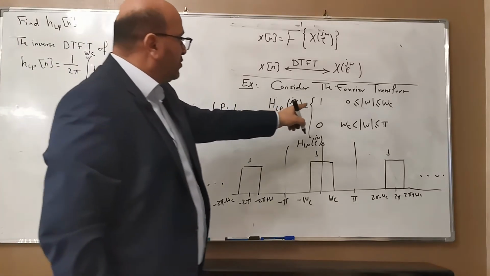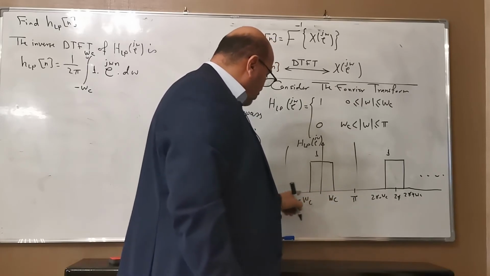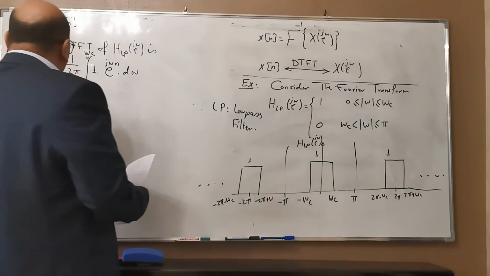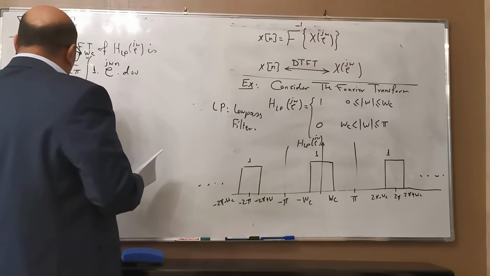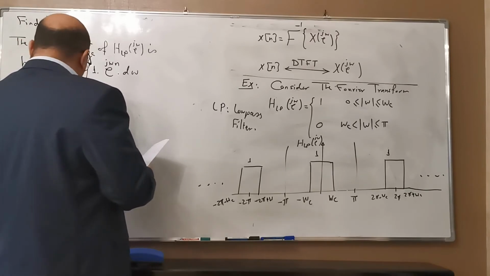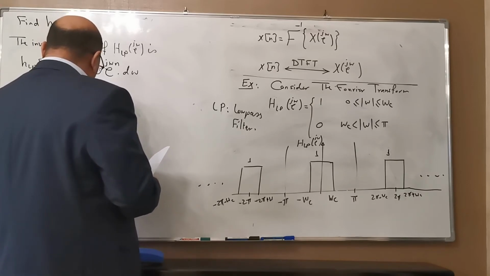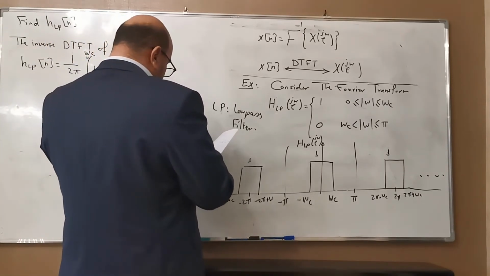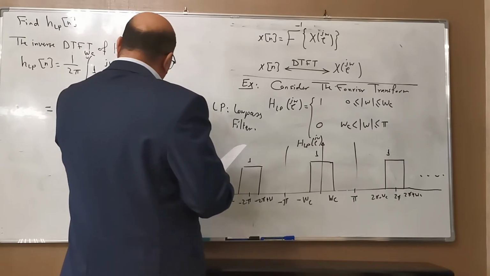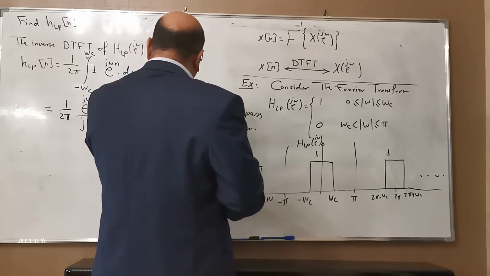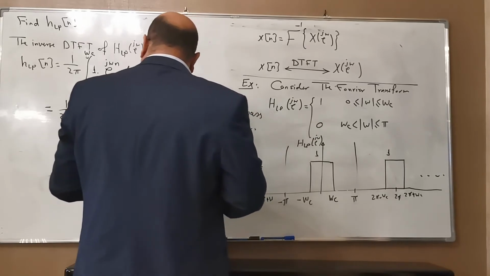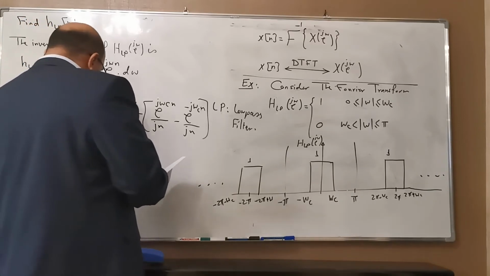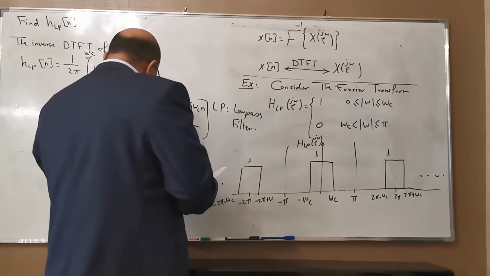So we just put the values. This is from minus pi to pi, but we have zeros here and here, so it's non-zero from minus omega c to plus omega c, and this will give us 1 over 2 pi, e to the j omega n over jn from minus omega c to plus omega c, which is equal to 1 over 2 pi times e to the j omega c n over jn minus e to the minus j omega c n over jn, and this will give us sine omega c n over pi n for n between minus infinity and infinity, and n does not equal 0.